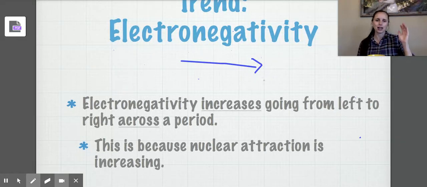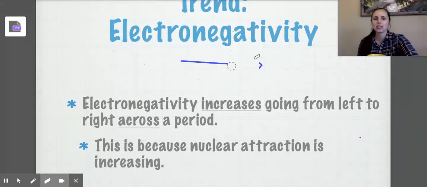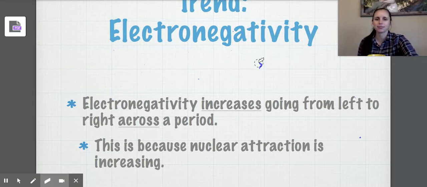All the ions on the right-hand side of the periodic table are negative. Negative ions means that they're gaining electrons. So it actually matches the trend that you learned in grade 9, right? On the right-hand side of the periodic table, we're gaining electrons. That's because we have a higher electronegativity. Why do we have a higher electronegativity? That's due to net nuclear attraction.